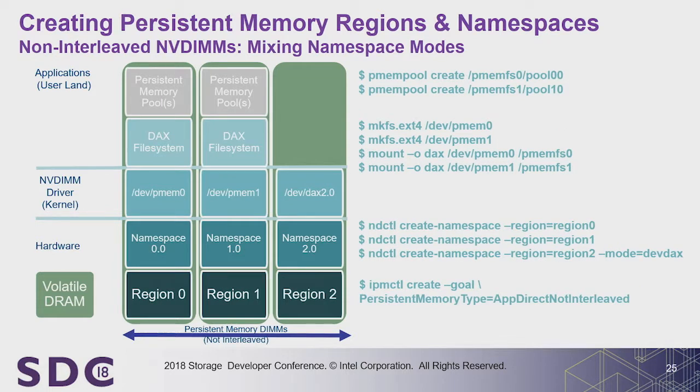And then here, we get rid of interleaving on our DIMMs. We don't care too much about interleaving, but now, per DIMM, we get an individual region. The only difference here is that we say the app direct is non-interleaved, right? So our regions are no longer interleaved across the DIMMs. Everything else is the same. We can create two namespaces, two file system DAX, one device DAX.